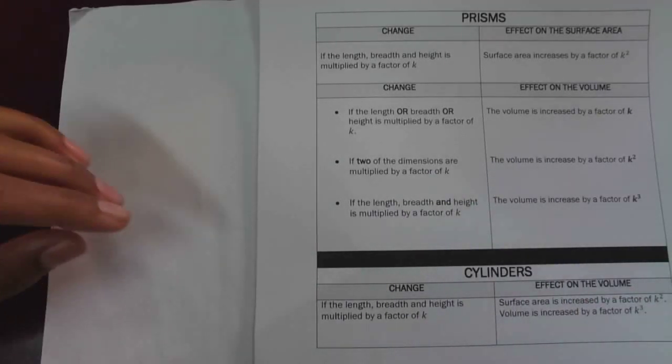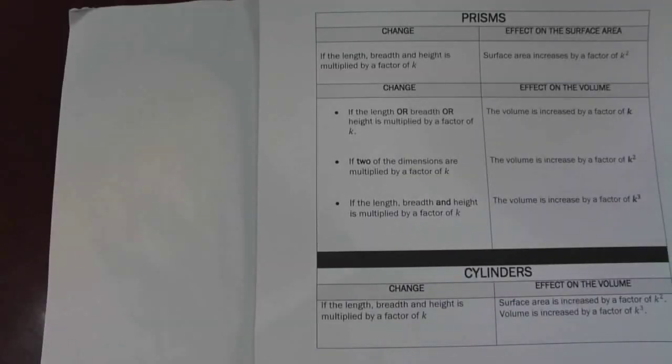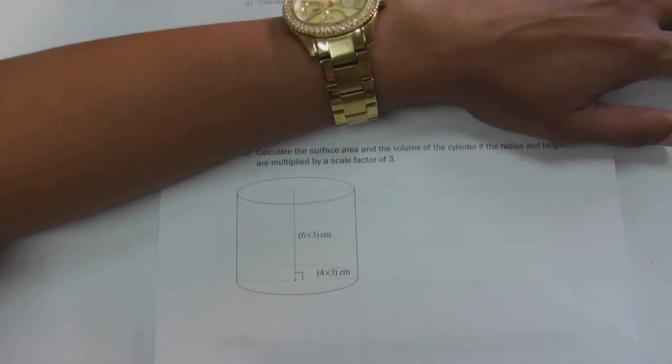Okay, so that's a rectangular prism. I'm going to do an example with the cylinder now. So we move on to the cylinder, and let's look at what effect the scale factor has on a cylinder. So let's look at the cylinder quickly.